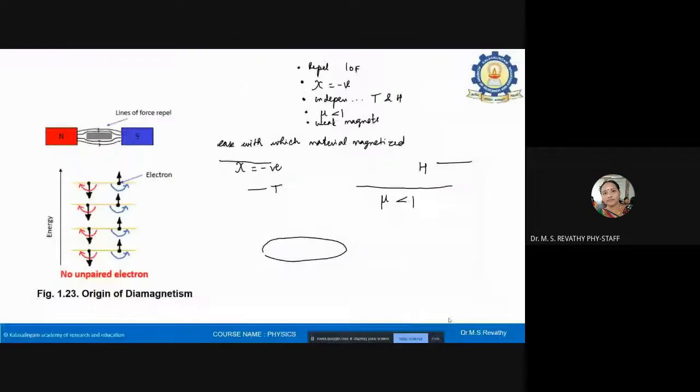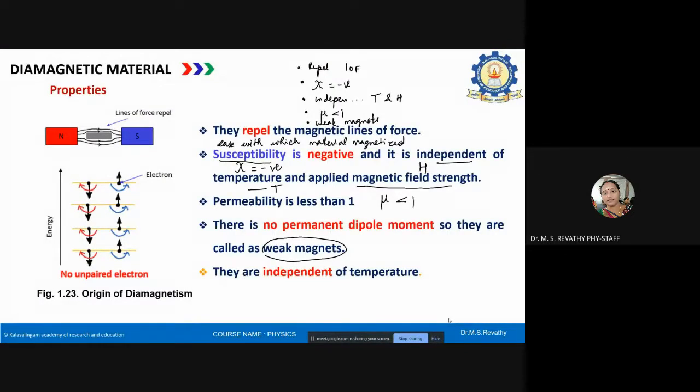Okay. So hope these properties of diamagnetic materials are clear. Keep in mind, we are going to write about the repelling nature of the lines of force, susceptibility value, then temperature, permeability, dipole moment, and the type of magnet, whether it is strong or weak. That's all. So these are the parameters we have to keep in our mind.